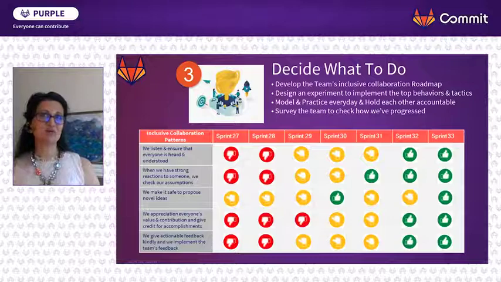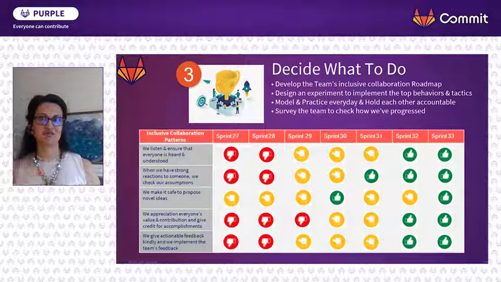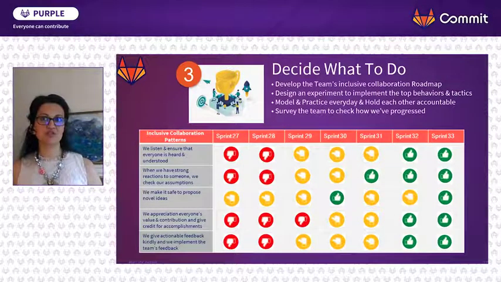Teams can't reasonably improve on 30 different inclusive behaviors at a time. So we ask them to pick the top 5 that they want to work on. And in decide what to do, the team decides how they want to work on these prioritized behaviors.